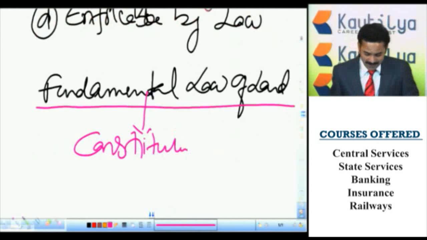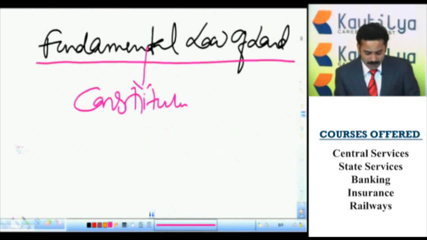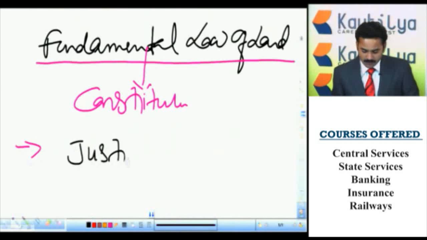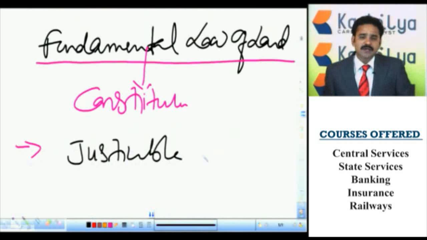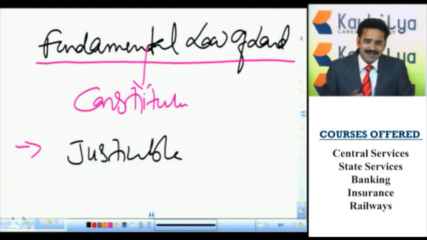That is the first reason. And the second reason is they are justiciable in nature. Justiciable in nature means in case of violation of the fundamental rights, the aggrieved person can move to the court for his rights. The courts are responsible for the implementation of the fundamental rights. In other words, the judiciary acts as a watchdog of the fundamental rights. In case of violation, the aggrieved person can move to the court. So that is why they are called fundamental rights.